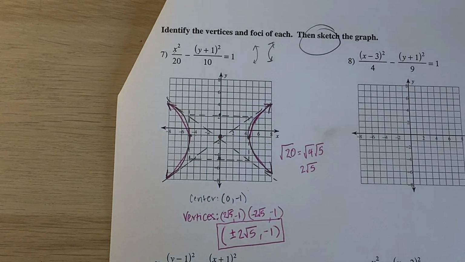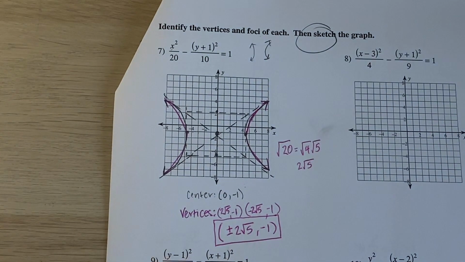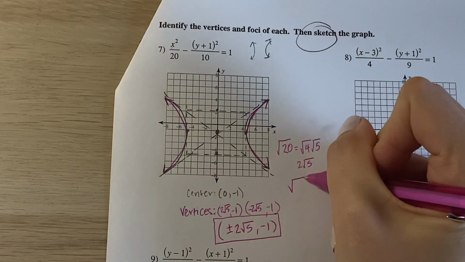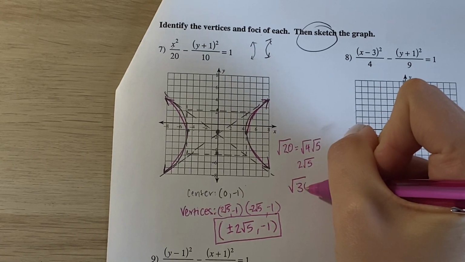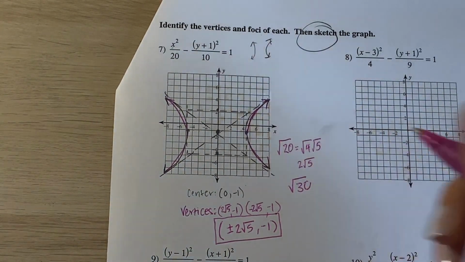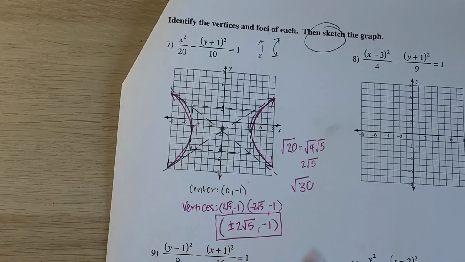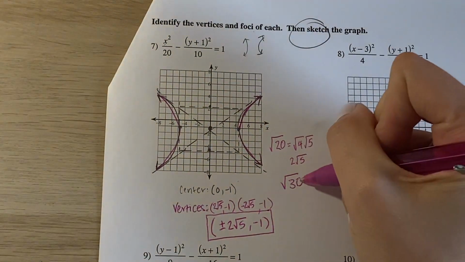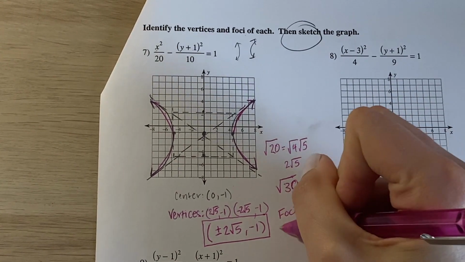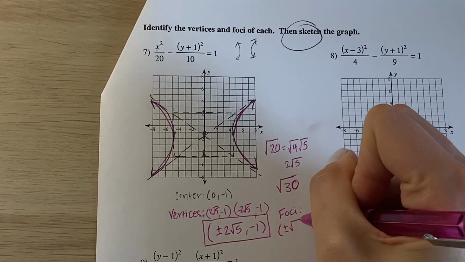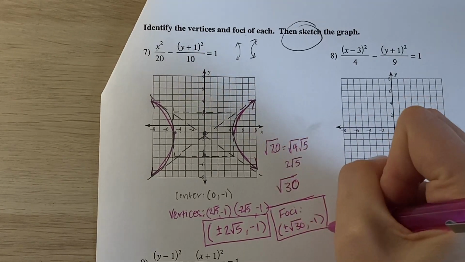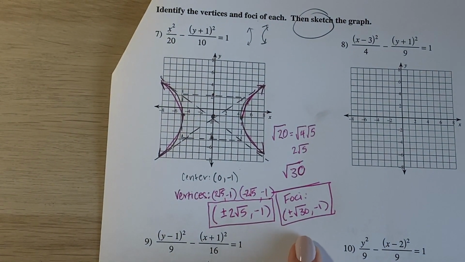For our foci, we have to add the denominators and take the square root. So our foci are going to be located at the square root of 30. So 20 plus 10 is 30, the square root of 30. So now I need to simplify the square root of 30. Foci are located at positive and negative square root of 30, -1.